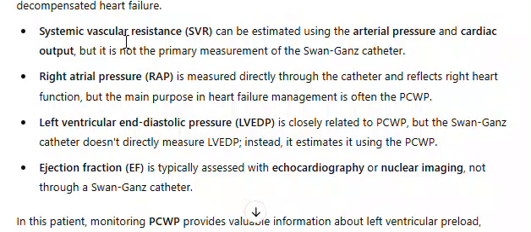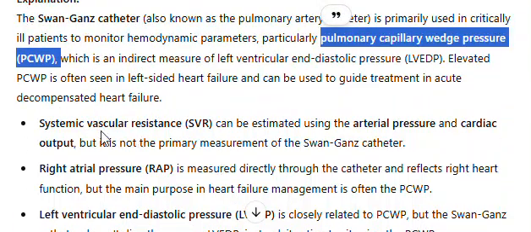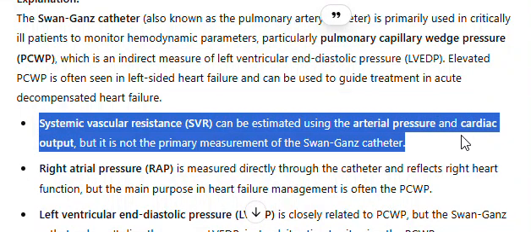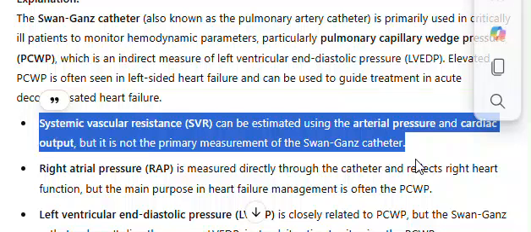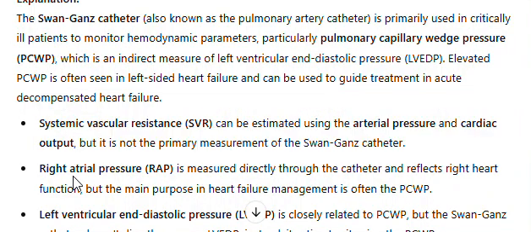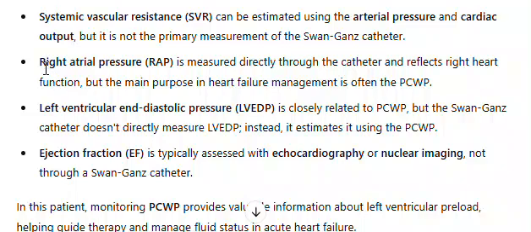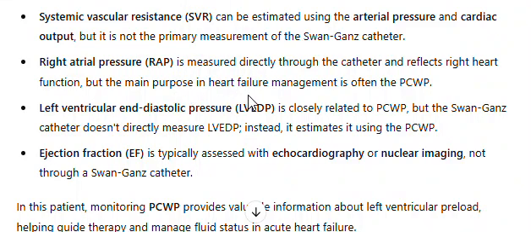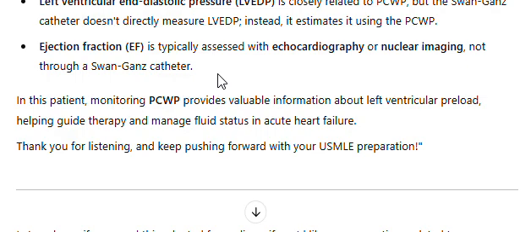heart failure. Systemic vascular resistance, SVR, can be estimated using the arterial pressure and cardiac output, but it is not the primary measurement of the Swan Ganz catheter. Right atrial pressure is measured directly through the catheter and reflects right heart function, but the main purpose in heart failure management is often the PCWP.